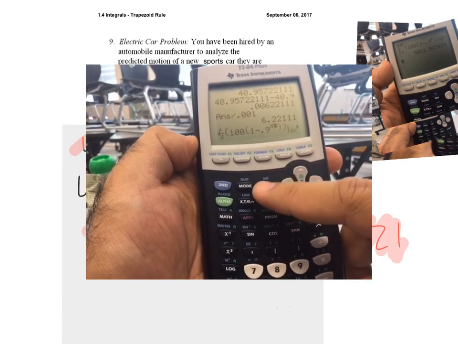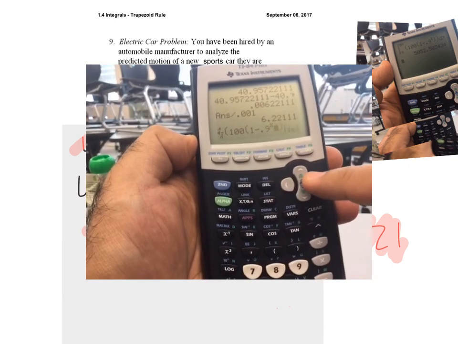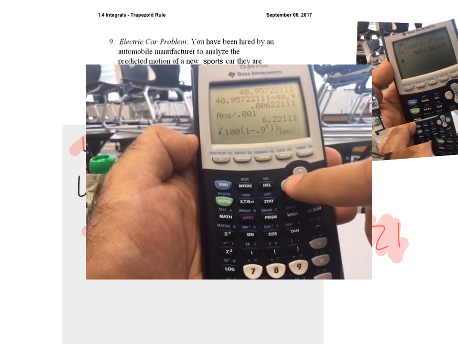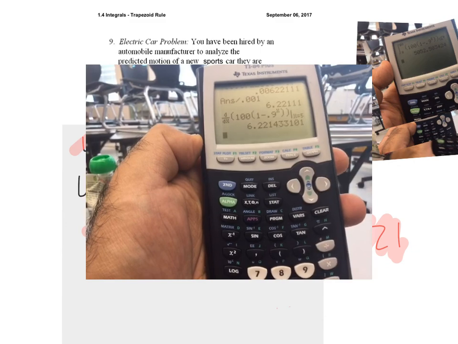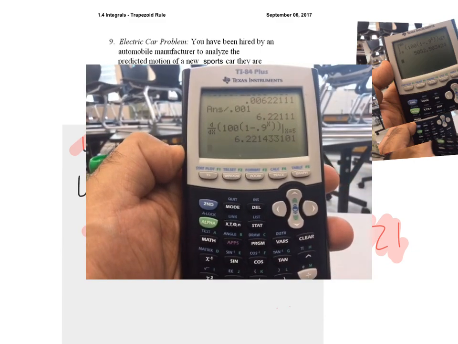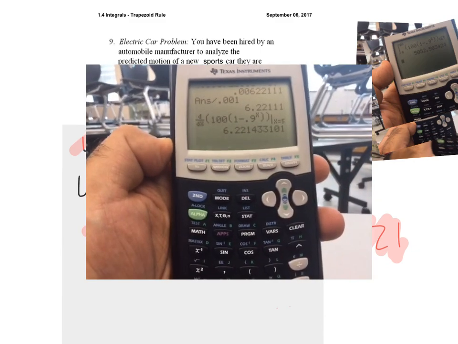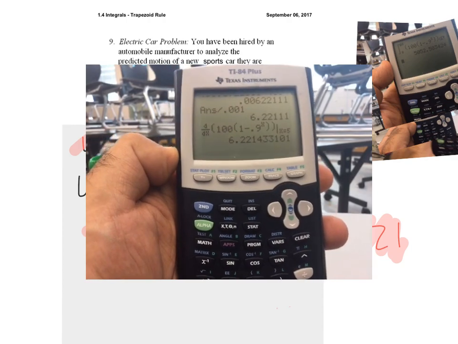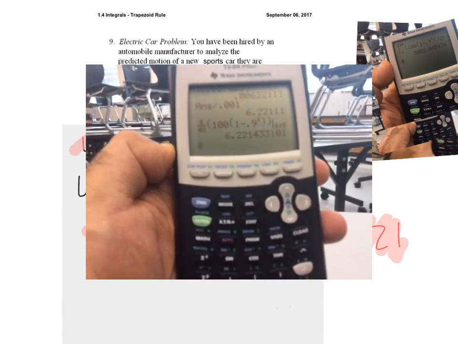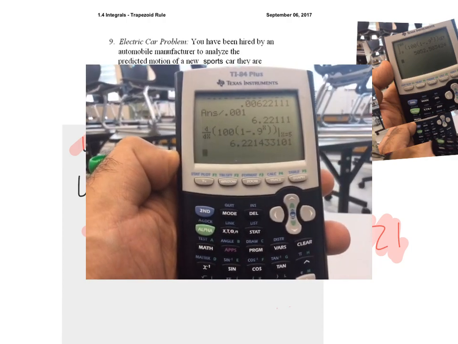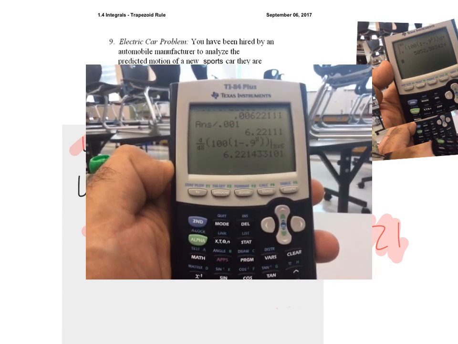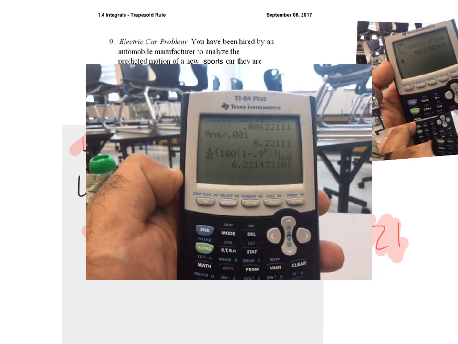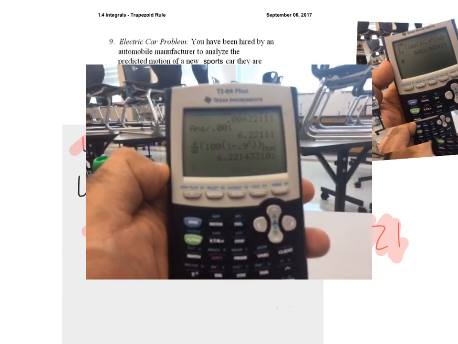Graphing calculators are pretty awesome, but you know, how much cheating is going to happen with a graphing calculator? Let's see what they get. So they got 6.221. Yeah, not too shabby, pretty close. So the answer is 6.221. And it's acceleration, so it's going to be, I believe it was feet per second, I kind of forgot. So it would be feet per second squared, whatever the units were. Alrighty, that's it.